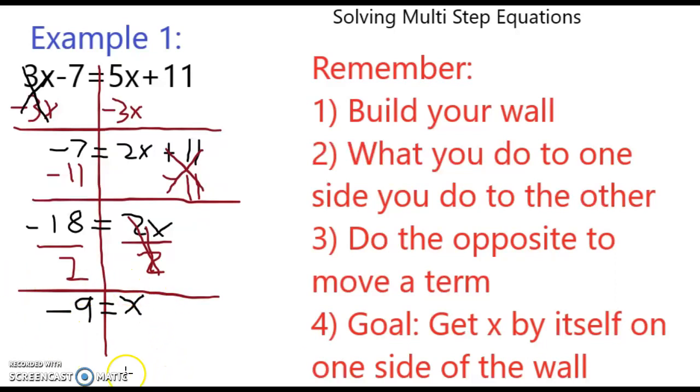If you're not positive about your answer, I would like you to take it and plug it back into the original equation and check and see if you get the same thing on both sides. I am perfectly fine if you just use your calculator to do that. Just type 3 times negative 9 minus 7, and over here type 5 times negative 9 plus 11 and see if you get the same thing.